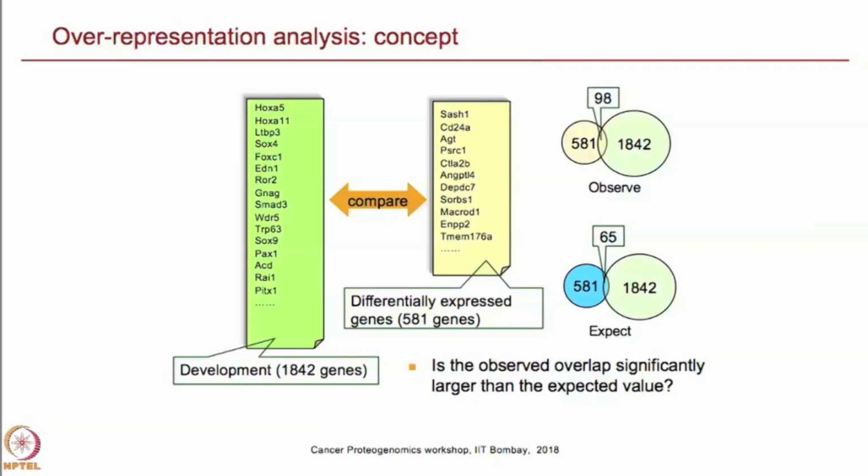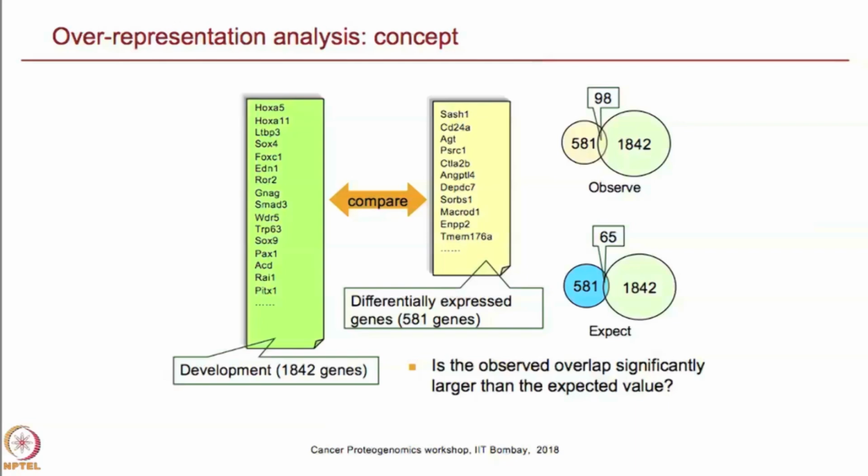But the question is whether this is an enriched representation of that category or not. You don't know, right? What you can do is to randomly sample the same number of genes from the proteome you studied, for example, and then you can do the overlap. For example, here you observe 98 genes overlapping, but only 65 in a random experiment. And then you can say, okay, I have more overlapping genes than random. But is that significant or not?